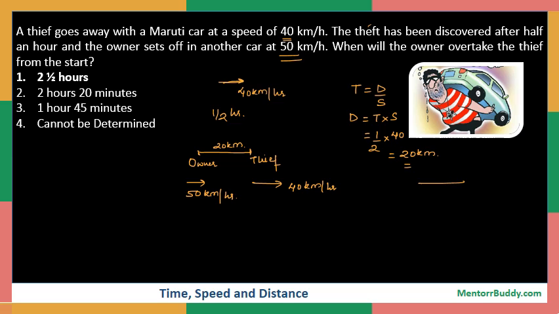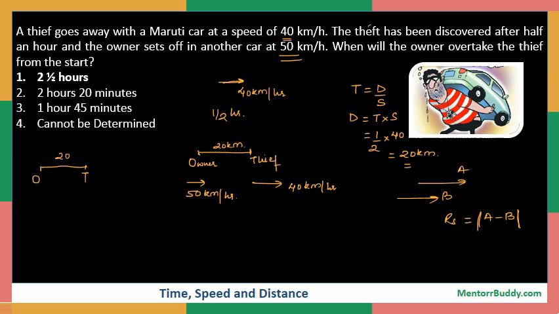Now as we can see, both of them are traveling in the same direction. And the concept of relative speed says that if two objects are traveling in the same direction, the relative speed becomes the difference of their speeds. Now it can be a minus b, it can be b minus a, therefore I have put the modulus sign because speed cannot be negative. So now the question is, when will the owner overtake the thief from the start? Now this can be solved in two ways. One is the conventional way. Let me just give a brief introduction about the conventional way as well.